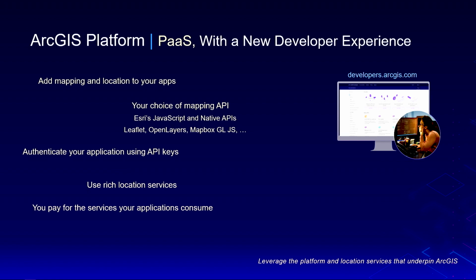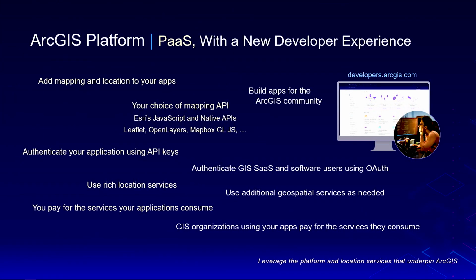The same developer experience and technology, as well as the same access to ArcGIS location and geospatial services, also allows any interested developer, including developers working for GIS organizations, as well as partners and ISVs, to build apps that serve the GIS community. This includes full support for authenticating SaaS and software GIS users using OAuth. In this case, the business model is different. The developer produces and delivers the app. Subsequent service consumption is paid for by the consuming customer.